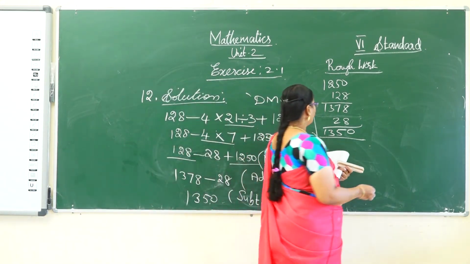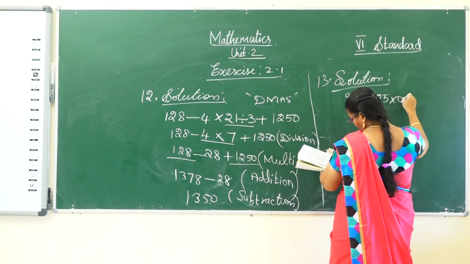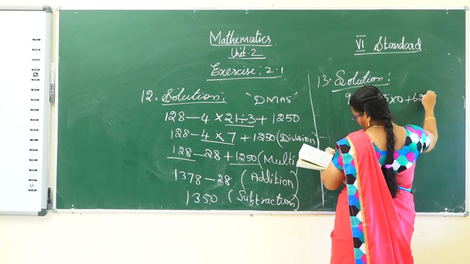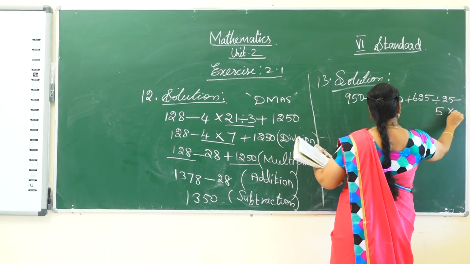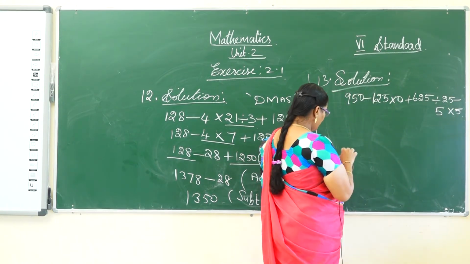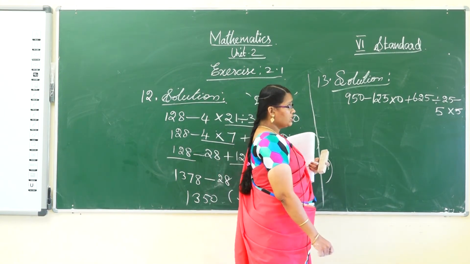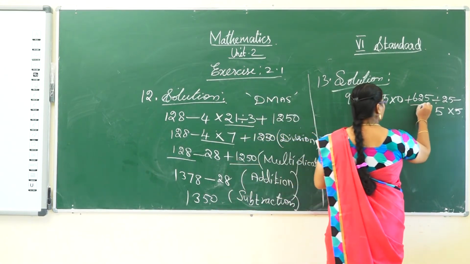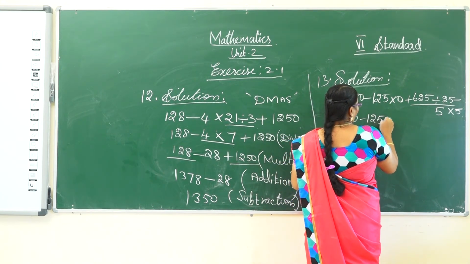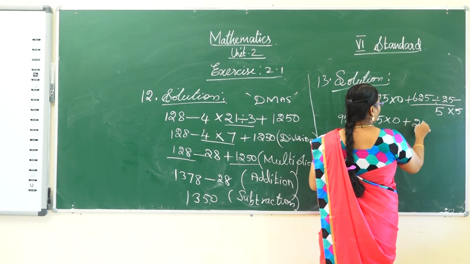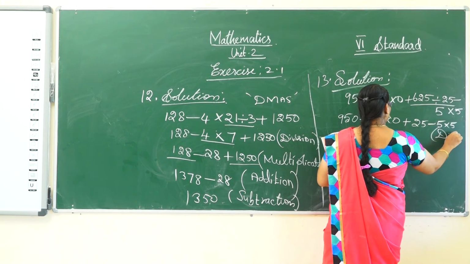Now see the 13th problem: 950 minus 125 into 0 plus 625 divided by 25 minus 5 into 5. Here using four operations, we use the DMAS rule. First preference to division: 625 divided by 25 is 25.